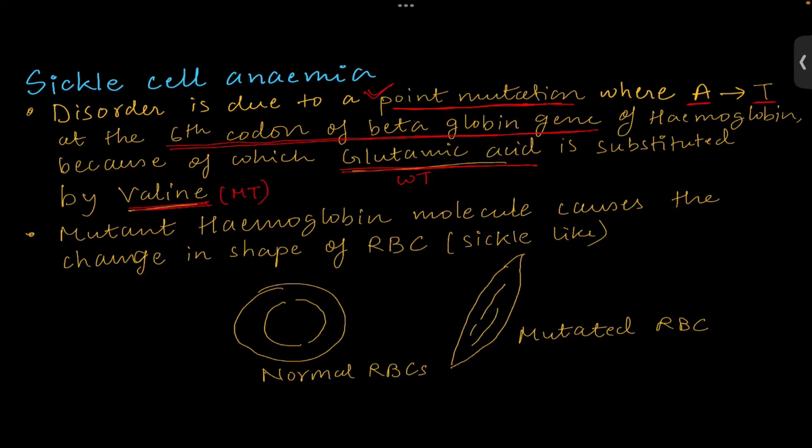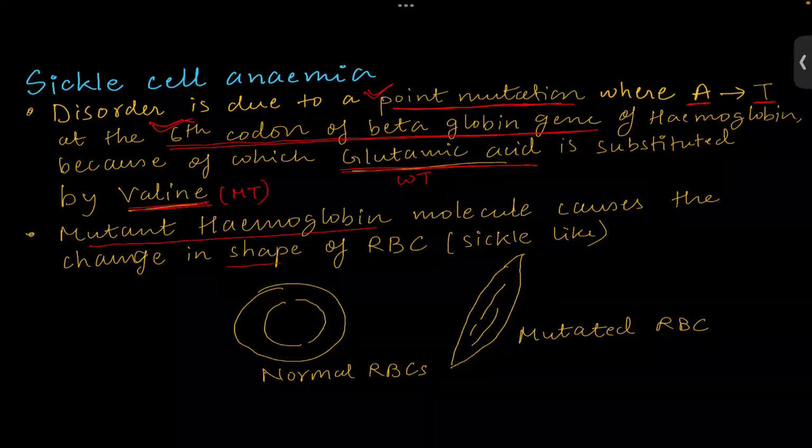So the HBS allele will be having this point mutation, and when that allele is expressed into a polypeptide chain, at the 6th position, valine will be present instead of glutamic acid. Now this mutant hemoglobin molecule, which is carrying this mutated beta globin protein, will result in a change of the shape of the RBCs, red blood cells.